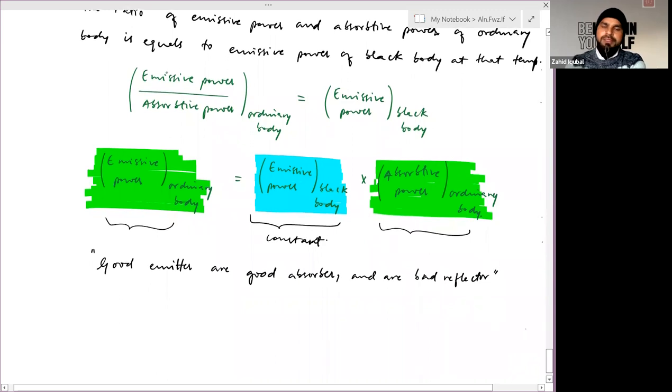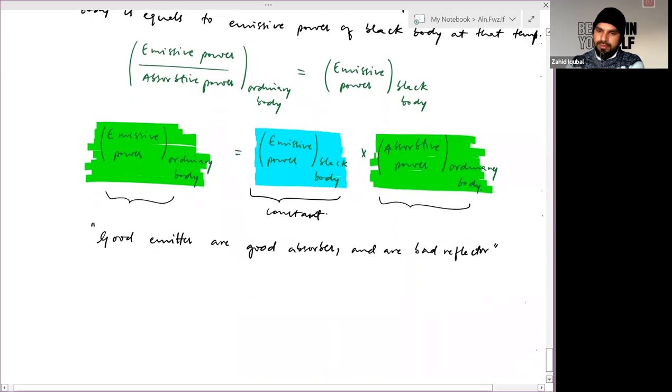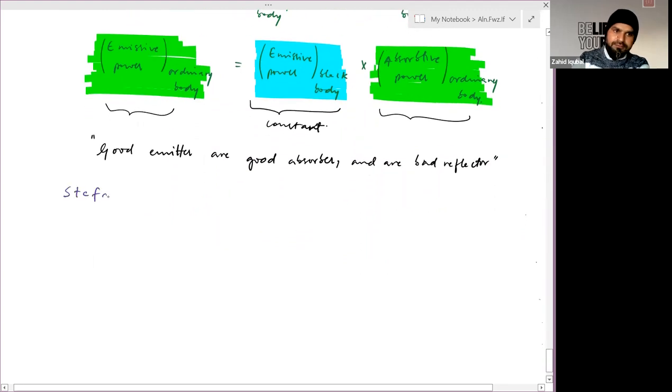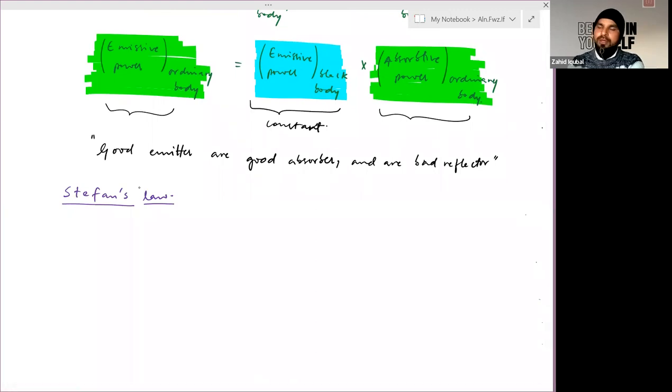Okay. Now, Prevost's hypothesis simply says that a body will radiate and absorb radiation at all times. But how much radiation will it emit? That will be defined by another law, which is called Stefan's law. So next is Stefan's law of radiation. It simply defines in magnitude how much radiation a body will absorb or emit on the basis of its body temperature. Let me define it first for a black body, then I will generalize it for any object.